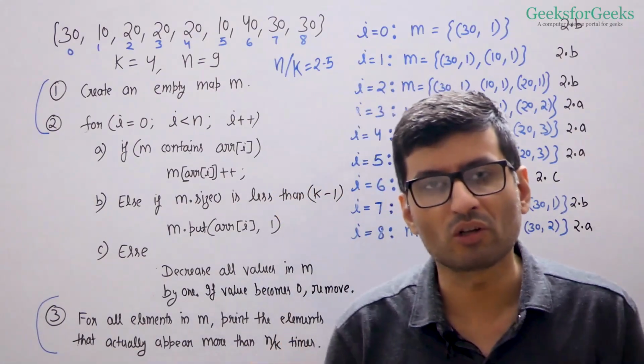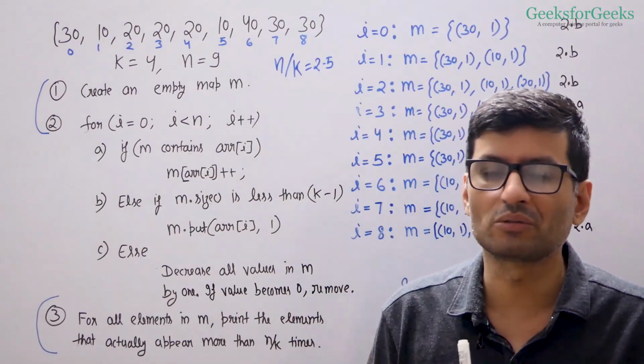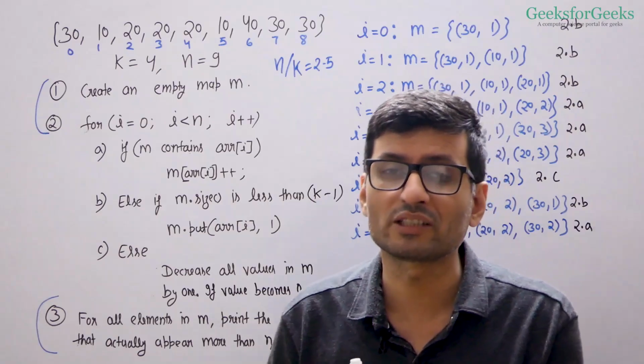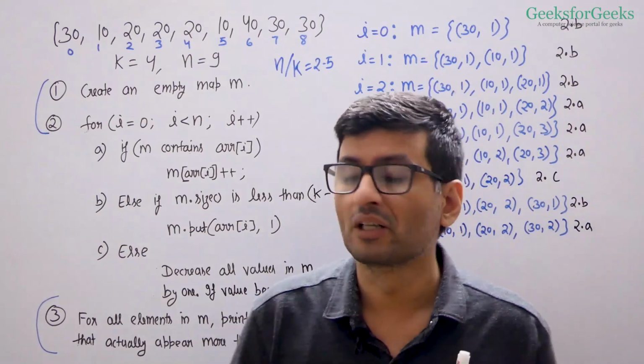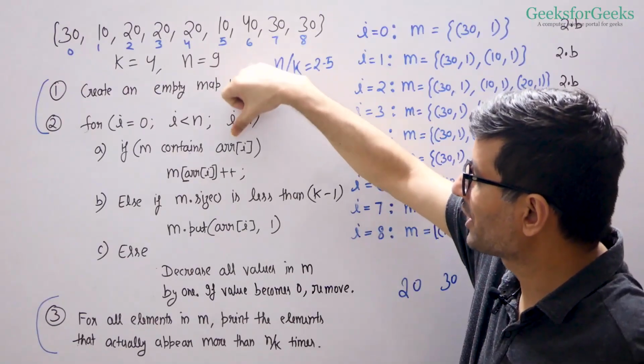And if k is small, say you have 1 lakh elements and k is only 10, then you are going to save space as well as it might take less time. So what are we going to do? We are going to traverse through every element. We are going to check if it is in the map.